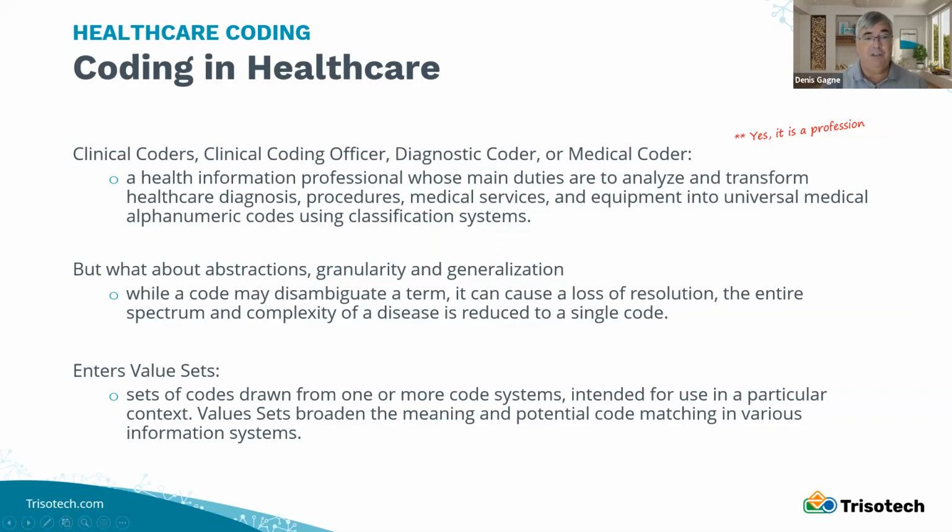But even as you do that, how do you deal with the notion of abstraction, granularity, and generalization? While the code may disambiguate the term, it may cause a loss of resolution. You may lose more context in there, and you reduce something that may be very complex, like a disease, to a single code. So healthcare said, we have the solution for that, and enters the notion of value sets. Value sets are basically sets of codes taken from one or many different coding systems that are intended, in a particular context, to broaden the meaning.